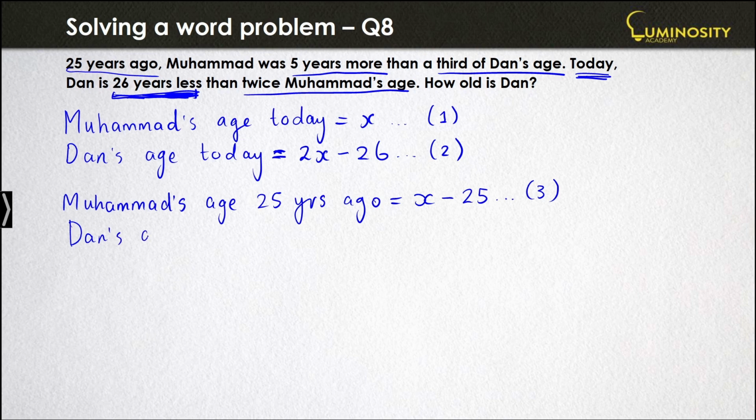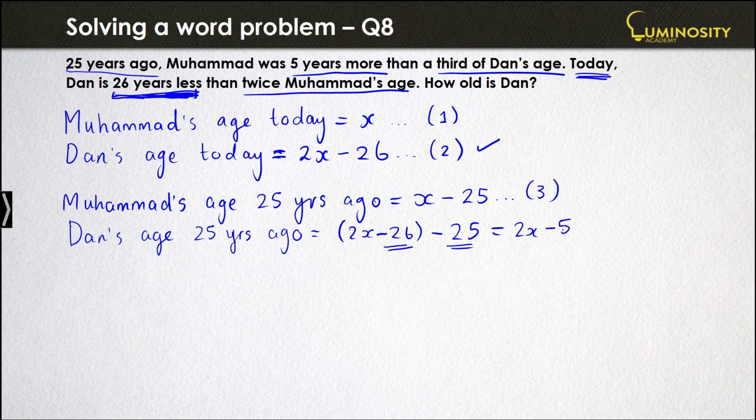Similarly, Dan's age 25 years ago, that'll be Dan's age today, which is given by equation 2, so 2x minus 26, minus 25 years. So if I do this, I have 2x, and I have negative 26 minus 25. So that gives me negative 51. That is our fourth equation.